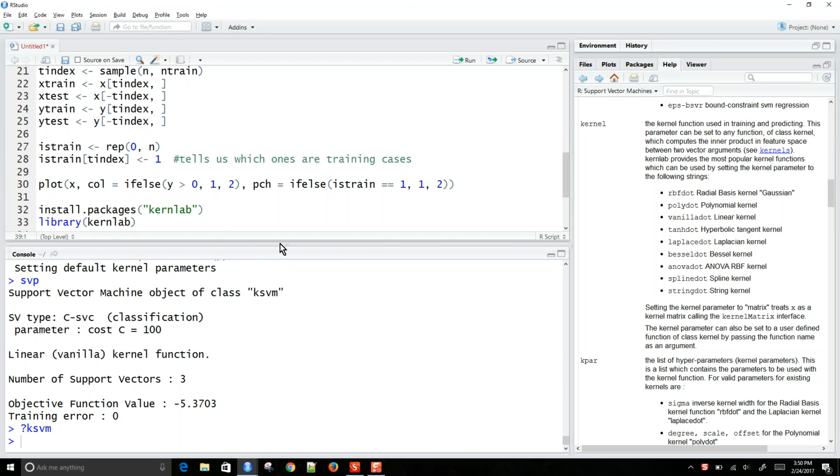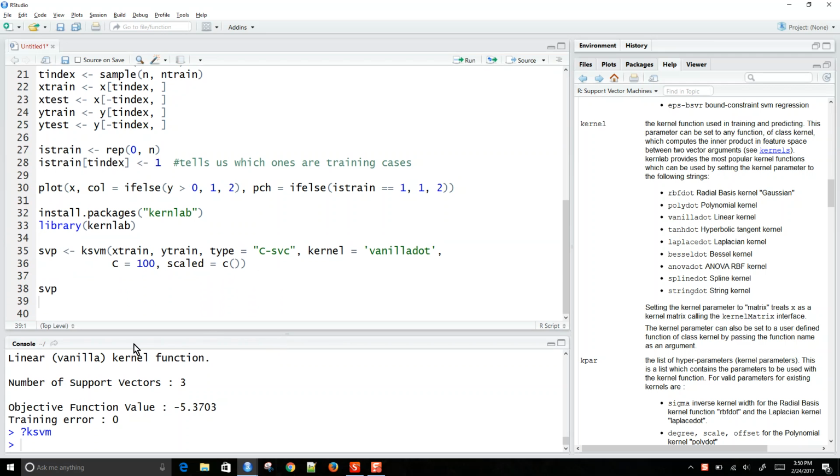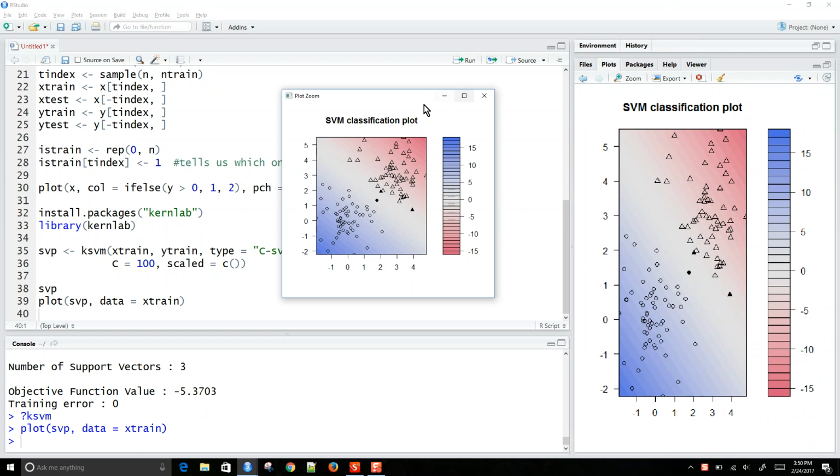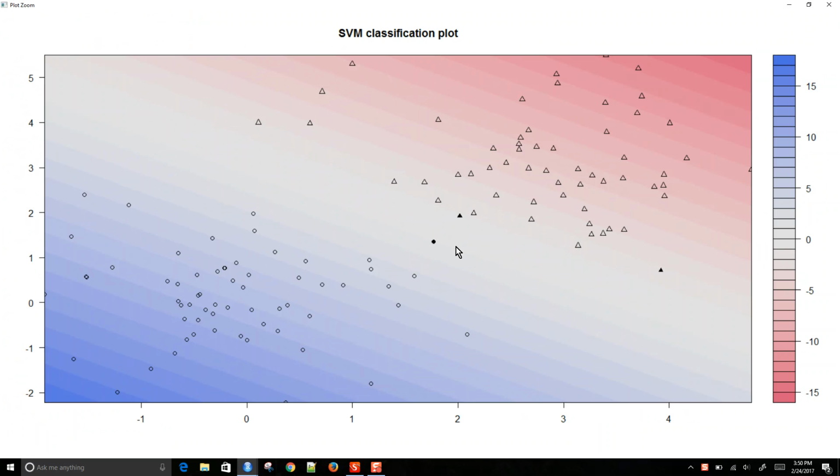Okay, and then we can also plot this, okay? I can say plot the result that we got, svp, and our data, using x train here, okay? And it looks all fancy, and it shows these were the 3 support vectors that it selected to create our boundary.